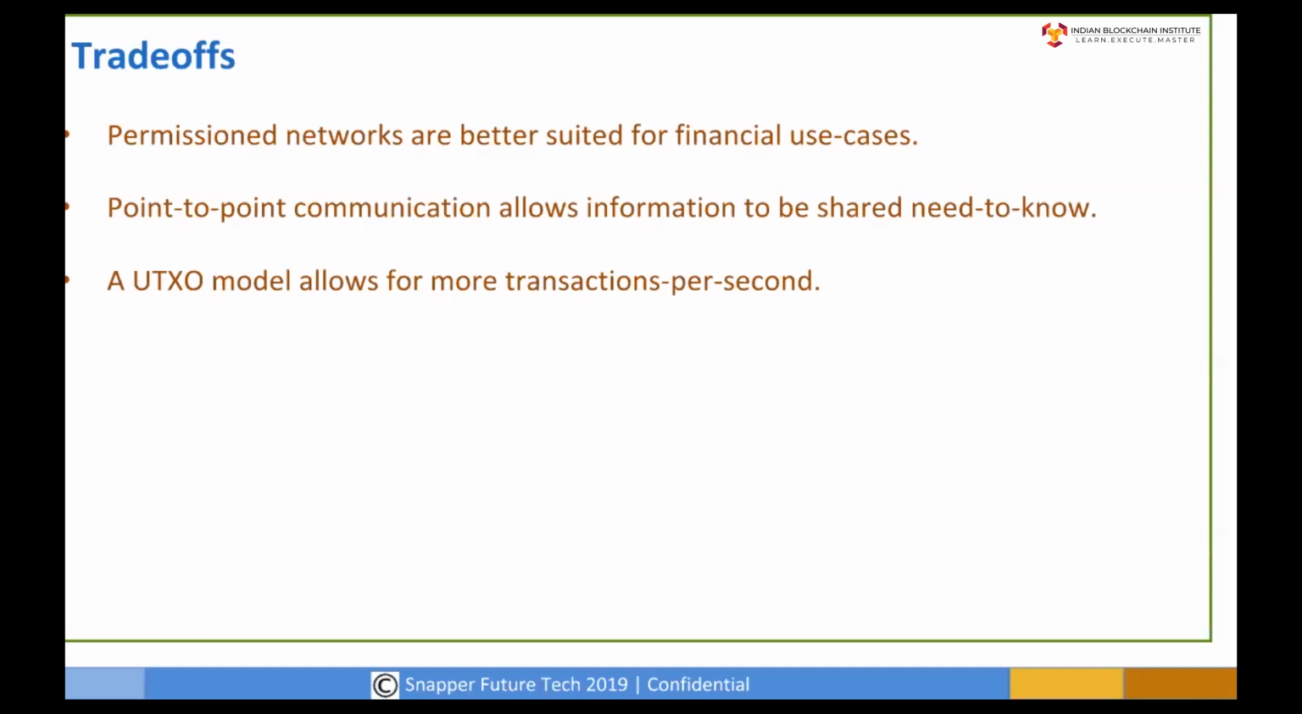So a UTXO model allows for more transactions per second. Here in Corda, the UTXO model allows more transactions per second. Also, having point-to-point communication and not globally broadcasting the transaction saves time, and it also increases the throughput, or transactions per second.